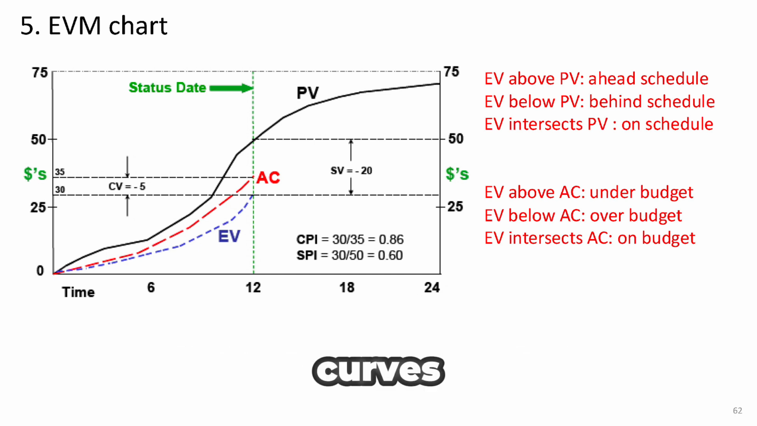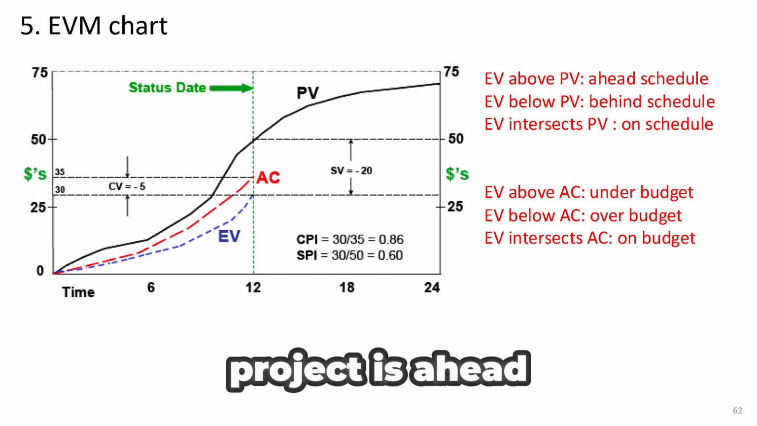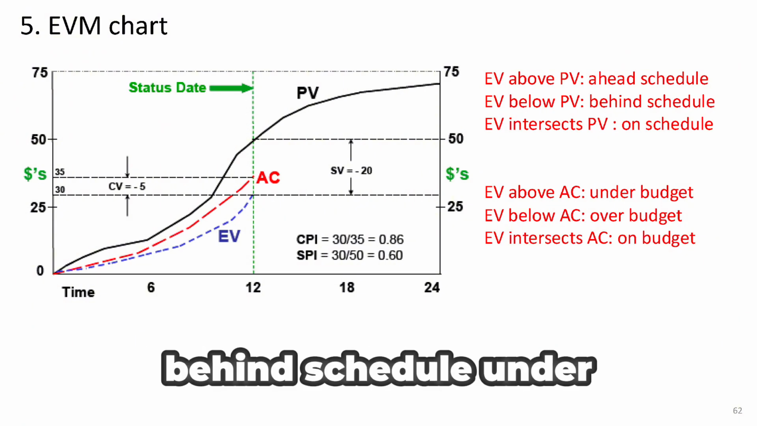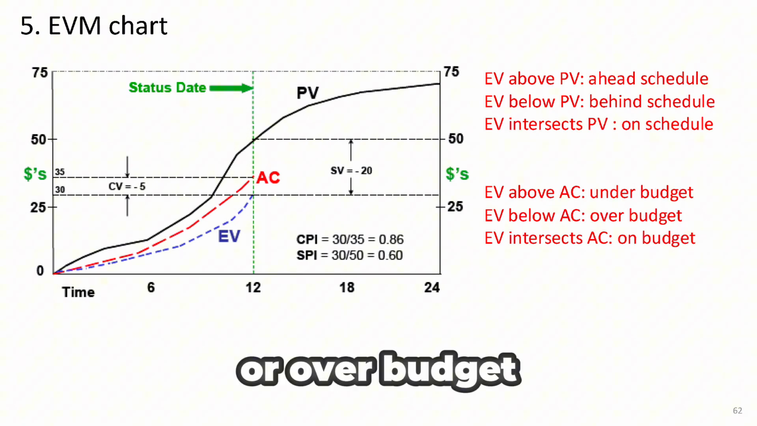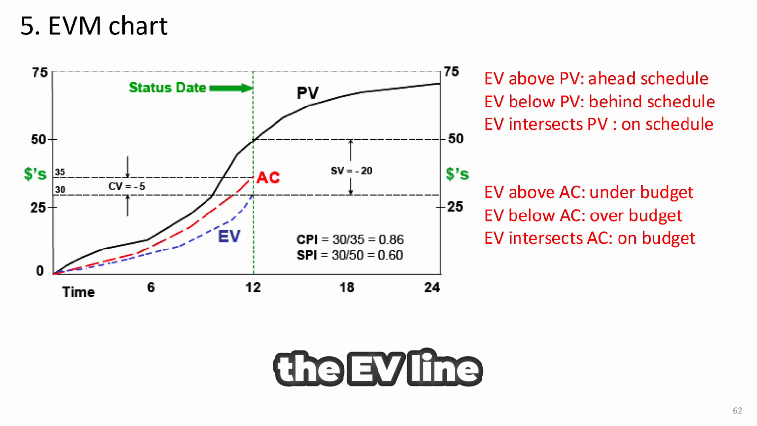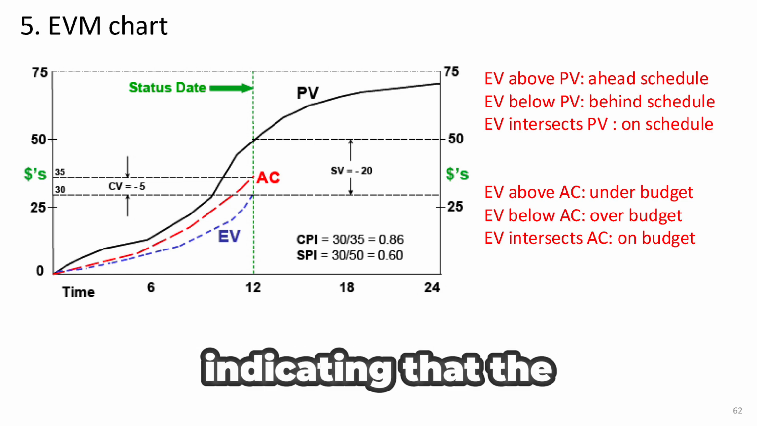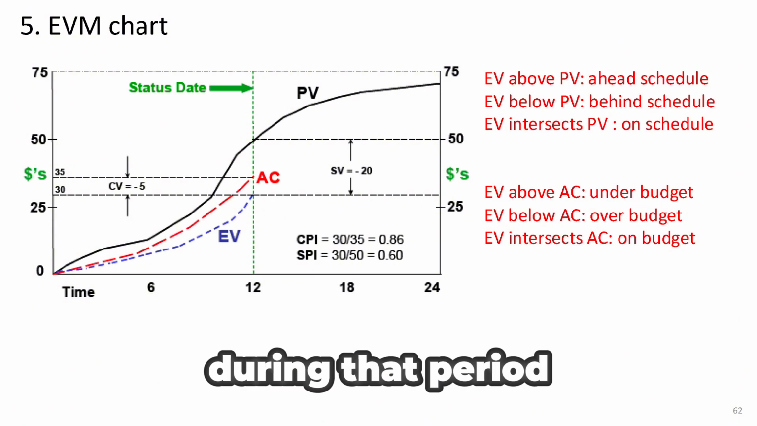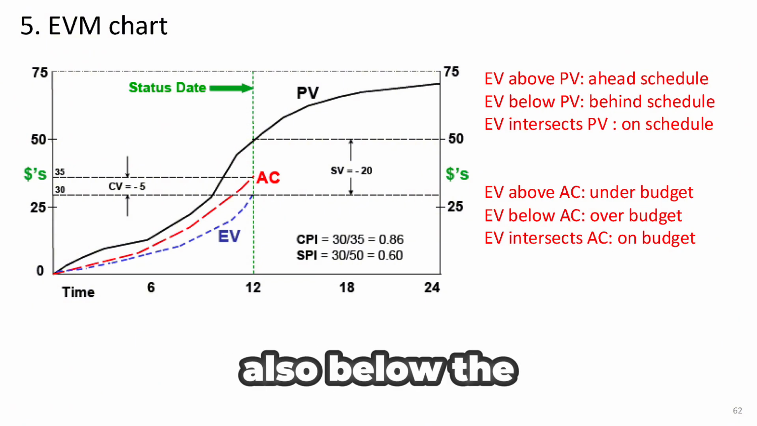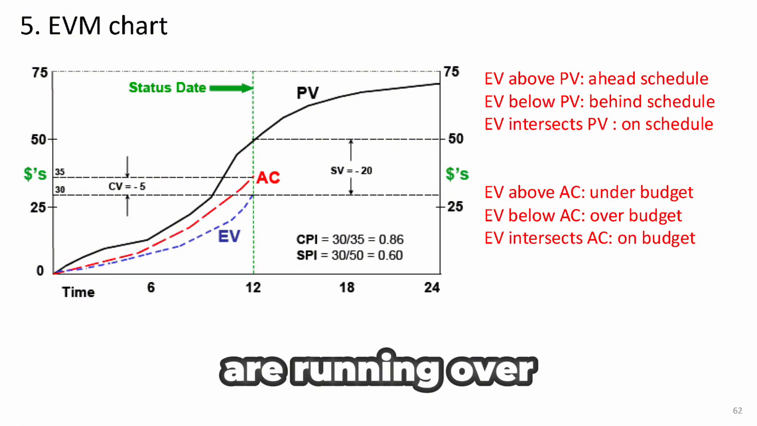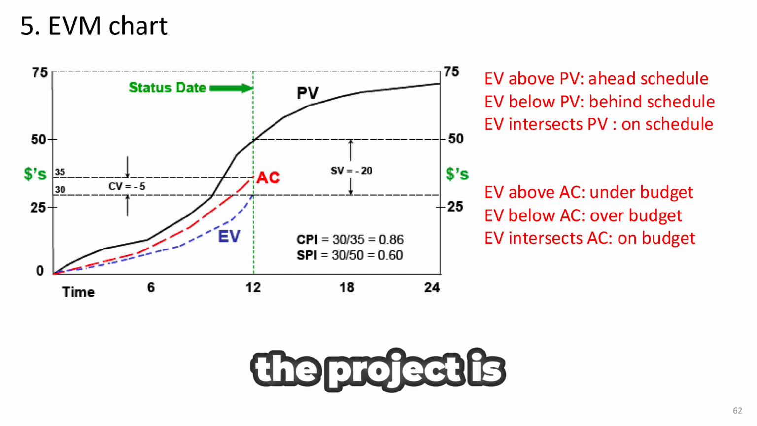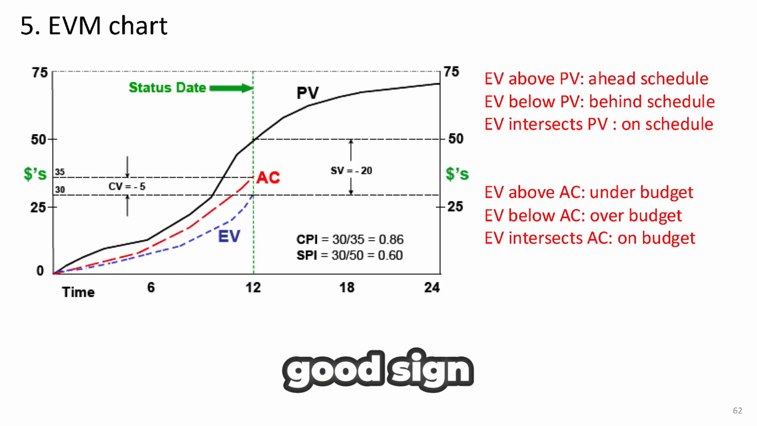By comparing these curves, we can instantly see if a project is ahead of schedule, behind schedule, under budget, or over budget. For example, on this chart, the EV line falls below the PV line from the project beginning to the status date, indicating that the project has been behind schedule during that period. The EV is also below the AC, so costs are running over what was earned. The project is over budget, which is not a good sign.